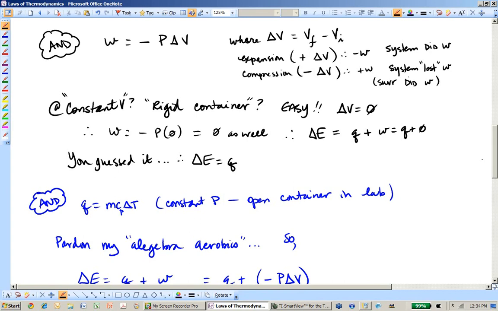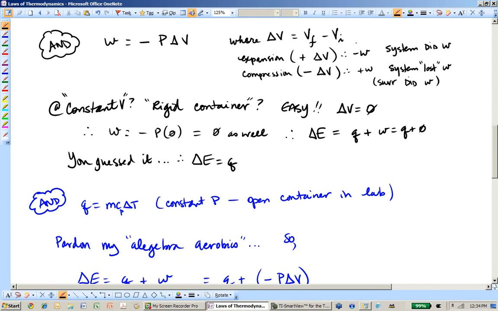And we also define work as negative P delta V. And you're wondering why negative. I know you are, because you're curious children. Delta V is equal to final minus initial. That's not a big deal. Delta T, you know, delta anything. When we put a delta on something, we're talking about a final minus initial situation.